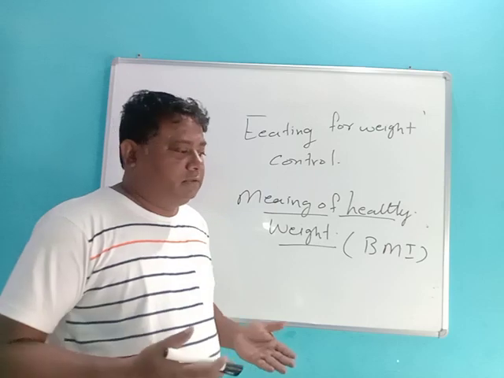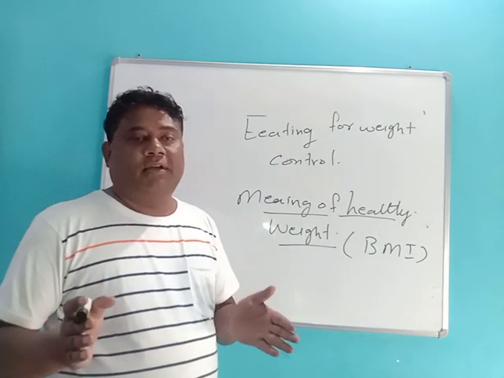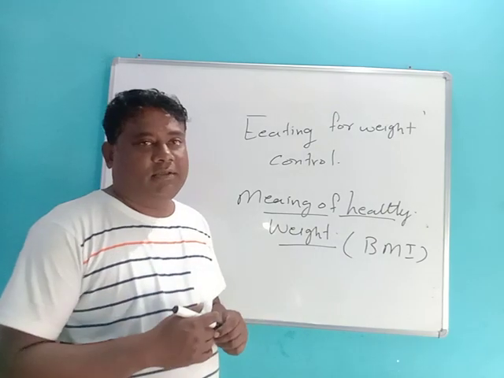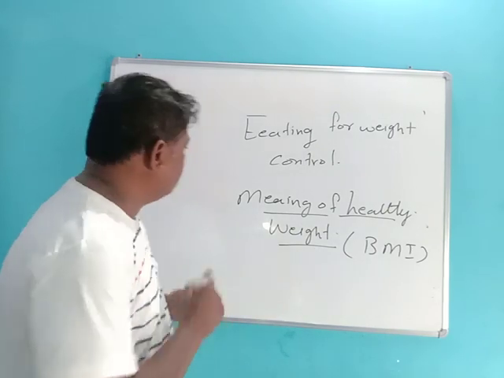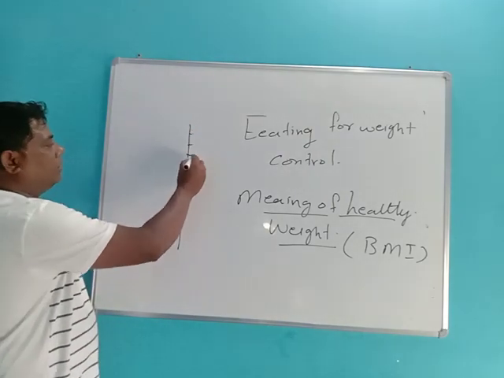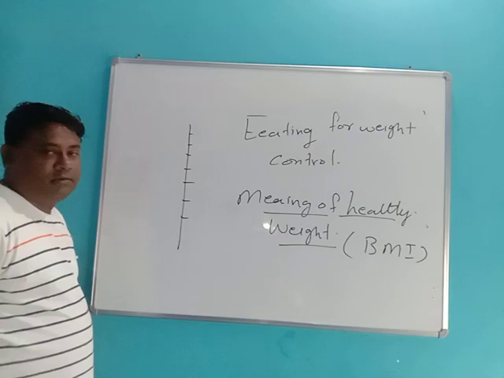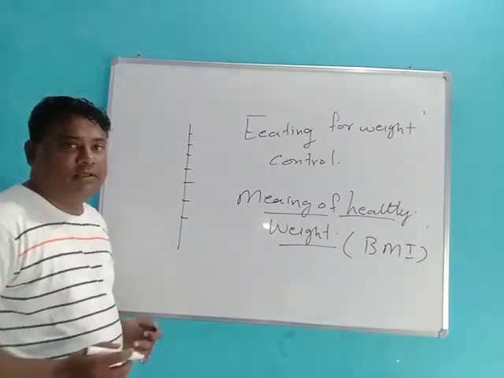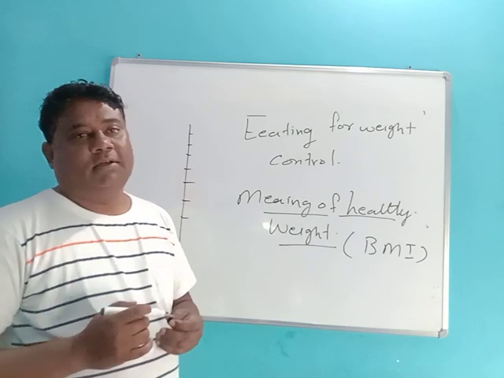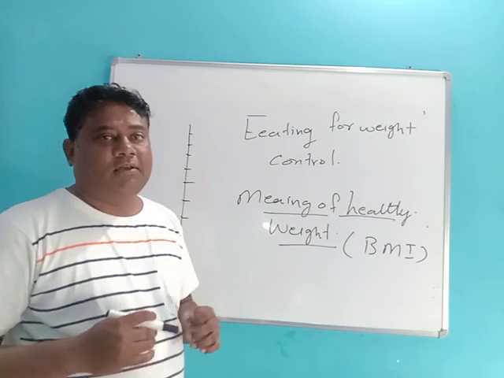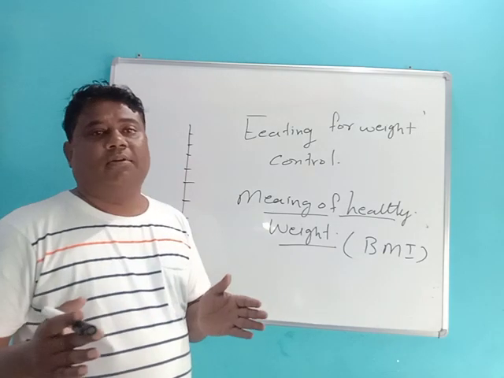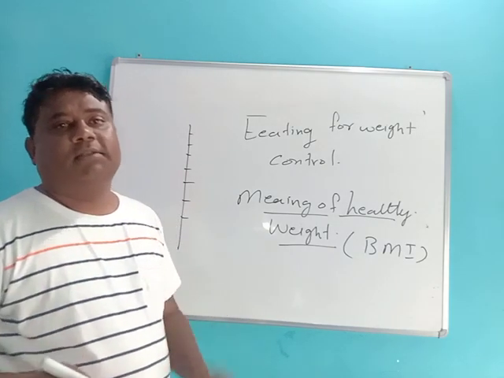If you have a weighing machine at your home, you can see your weight and height. You can make a scale just near a wall. You can mark it and calculate your weight and height. There is a certain formula in your book. You can apply it and you will come to know about your body mass index.